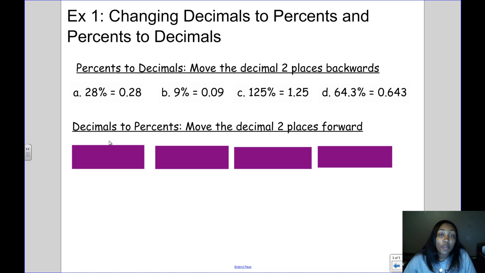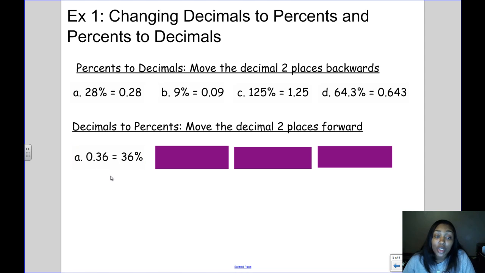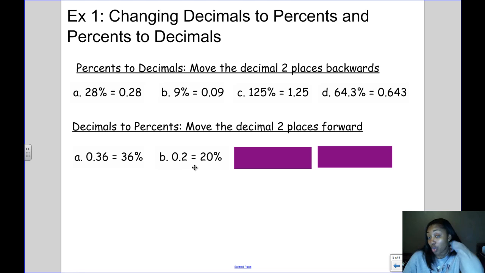So if we want to change from a decimal to a percent, we're going to move the decimal 2 places forward. So if I have 36 hundredths and I want to change that to a percent, I know 36 hundredths as a percent would be 36%. Then if I have 2 tenths and I want to change that to a percent, again, I've got to move the decimal 2 places forward, and that would be 20%.